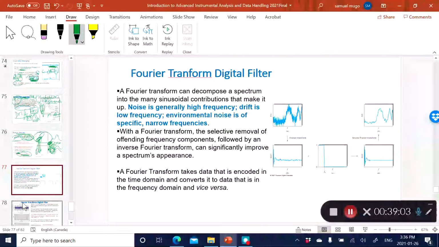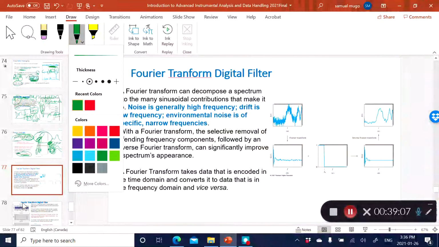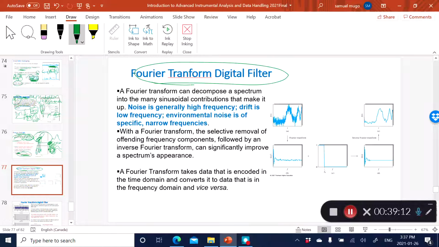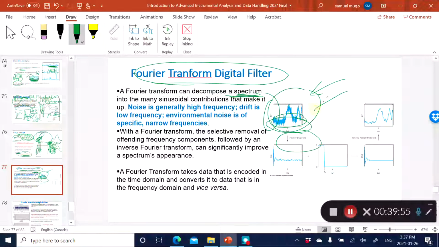Now, the other method for data smoothing is the so-called Fourier transform digital smoothing, or digital filter. The way this one works is that most of the data, especially most of the spectra out there, is in a time domain, meaning you've got the signal as a function of time. And you can deconvolute these time-based spectra into frequency-based spectra just by multiplying with a transfer function. You can convert a time domain spectrum into a frequency domain spectrum like that.